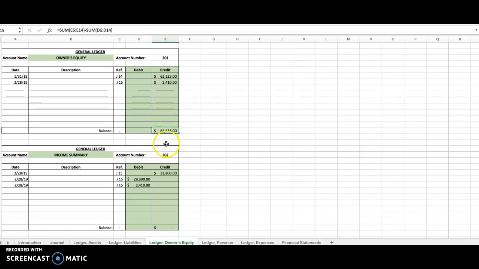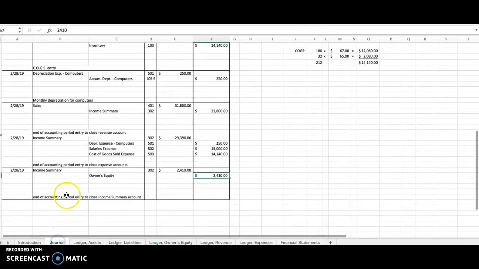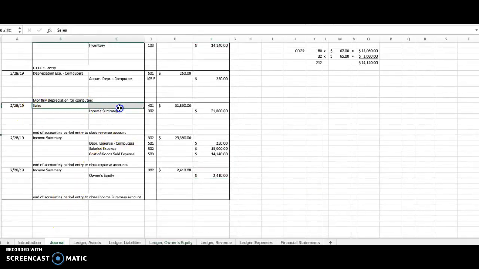But what's important here is that there is, in effect, a paper trail. There's a series of entries, these three entries in the journal, one of which closes the revenue account, one of which closes the expense accounts, and one of which closes the income summary account. You follow that through, do all the posting, and the credit goes to owner's equity. So that's the final step in the end of the accounting period work.